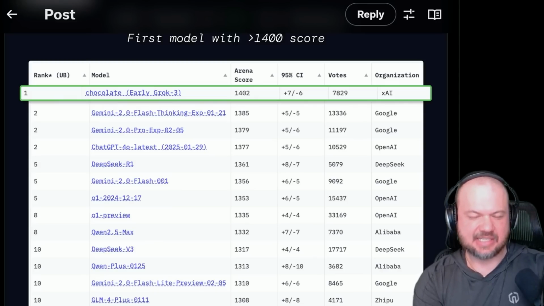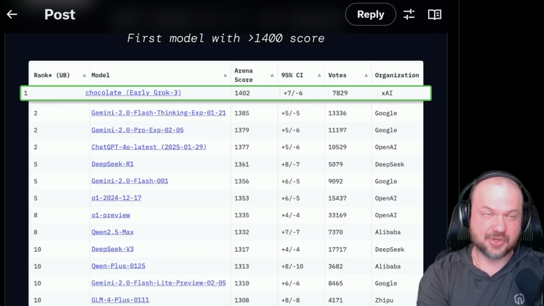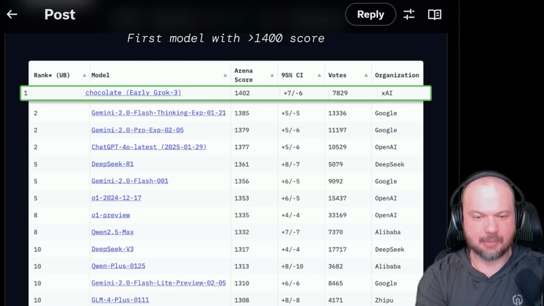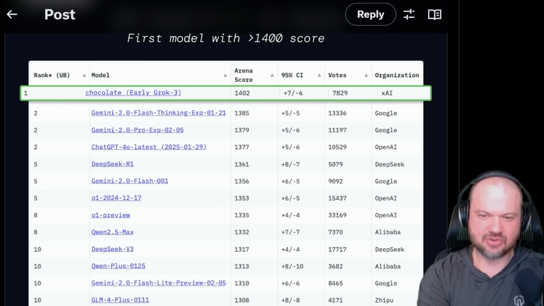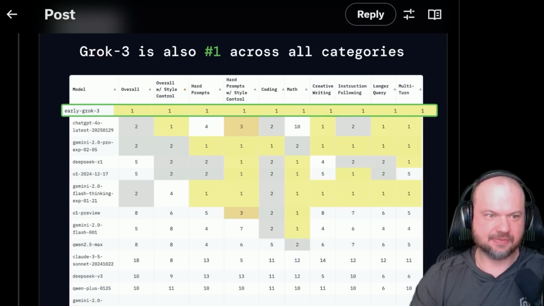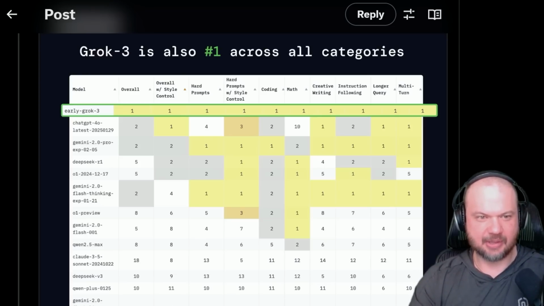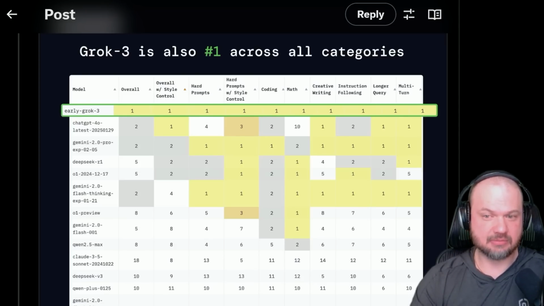My early testing seems to show that it's, again, like o3-mini-high. And again, I would need a lot more to say if it's better or worse, but it's in that sort of range. But you can see here, this version of Grok 3 is number one overall. Overall with style control is number one. It's number one at hard prompts, and hard prompts with style control. It's number one at coding, number one at math, number one at creative writing, number one at instruction following, number one at longer query, and number one at multi-turn.